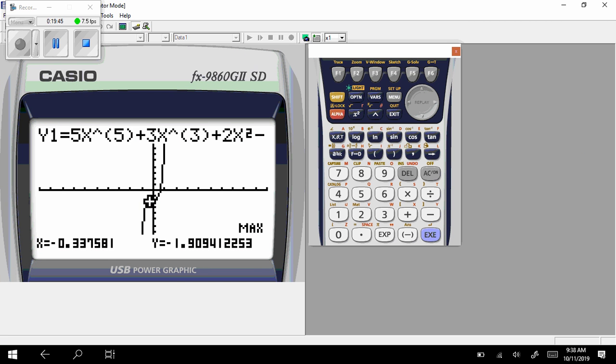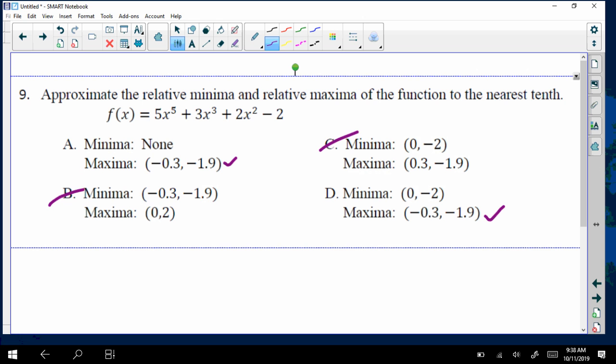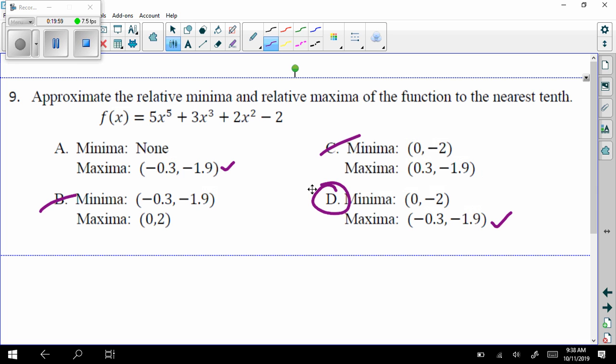So going back, now we can do the minima. Gsolve min. And it gets 0, negative 2. So our answer is D.